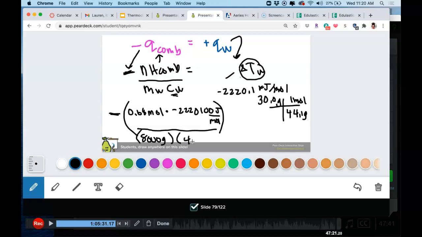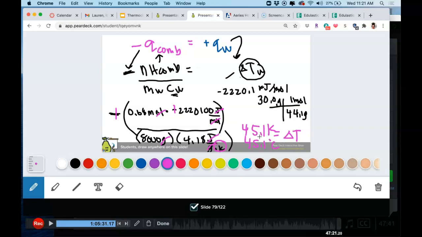And then specific heat of liquid water is 4.18, and they gave you joules per gram Kelvin. So look at the units. Your grams cancel, your moles cancel, your joules cancel, and you're left with Kelvin. And here you go. Look at this negative right here, and look at this negative right here. They will cancel each other out, and ΔT ends up being 45.1 Kelvin, or you could rewrite it as 45.1 degrees Celsius. Remember that Celsius and Kelvin for ΔT are interchangeable.